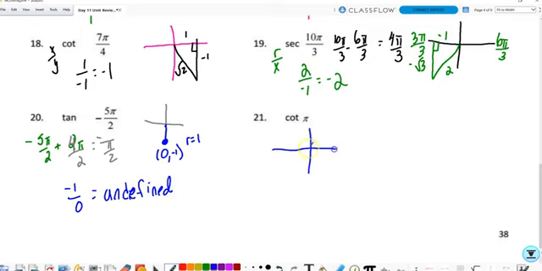All right, pi. I'm going to pick a radius of 1 again. So this is to the left 1 and up 0. Cotangent is x over y. Negative 1 over 0, also undefined.